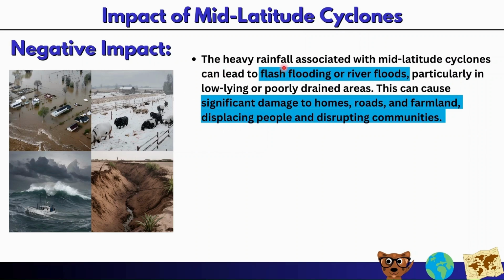The heavy rainfall associated with mid-latitude cyclones can lead to flash flooding or river floods, particularly in low-lying or poorly drained areas. This can cause significant damage to homes, roads, and farmland, displacing people and disrupting communities. Remember, floods can damage your home, can damage all your furniture. People can even drown because of this flooding.